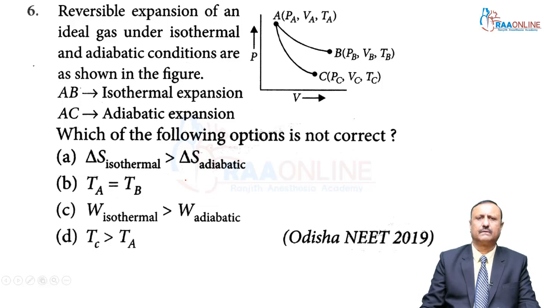Here, reversible expansion of an ideal gas under isothermal and adiabatic conditions is shown in the figure. Here, AB is the isothermal expansion and AC is the adiabatic expansion. Which of the following options is not correct? Here he wants the not correct answer, and in this condition, what are the conditions, my dear students?